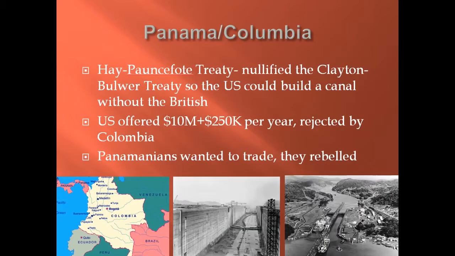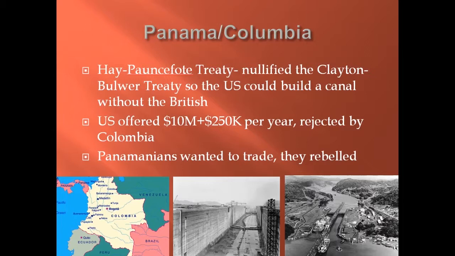Next up, we've got Panama, which was formed out of Colombia. How did this happen, you ask? Well, we offered Colombia a lot of money just so that we could build the Panama Canal, and they kept refusing, so instead we helped the now nation of Panama rebel from Colombia. Not only did we help Panama rebel, but we also ended up giving them a crap ton of money.